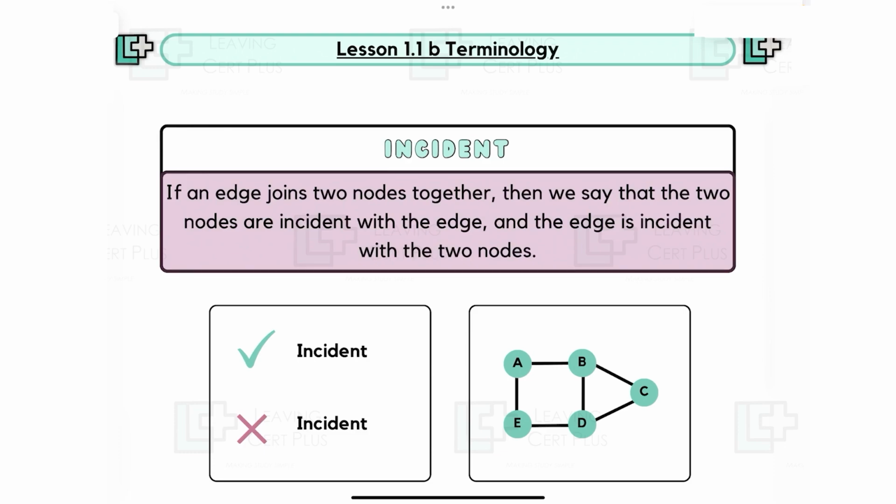If an edge joins two nodes together, we say the two nodes are incident with the edge, or the edge is incident with the two nodes. So if it's joining two nodes together, we say it's incident. Pick out any node that's incident to this edge. So my incident nodes there would be A and E. The nodes that aren't incident then are the ones not attached to that edge, B, D, and C.